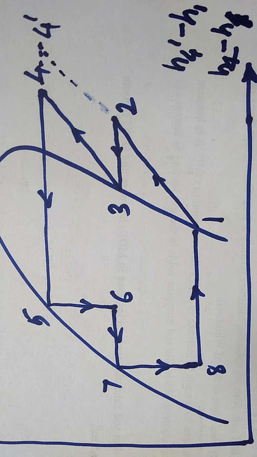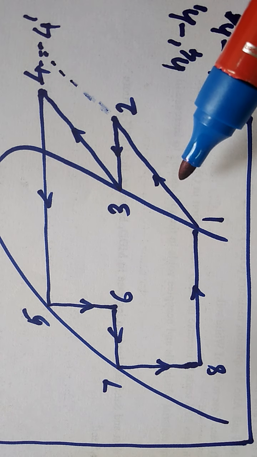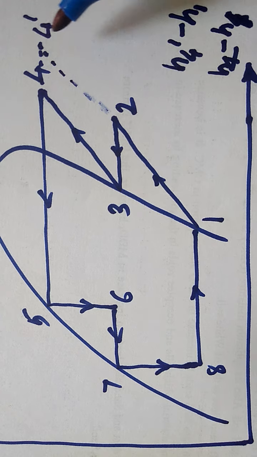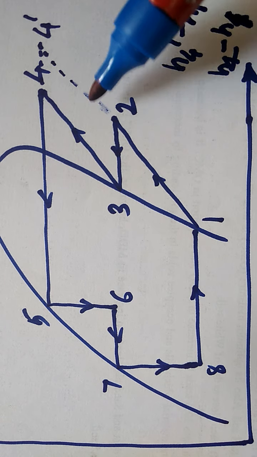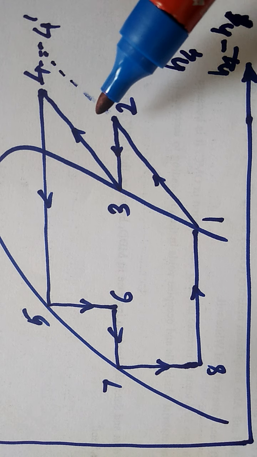So it clearly indicates that if the compression process is done in 2 stages instead of 1 stage, there is a saving in work done. So there is less consumption of electrical energy.